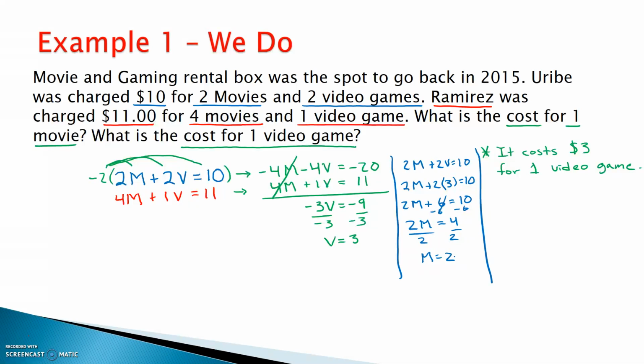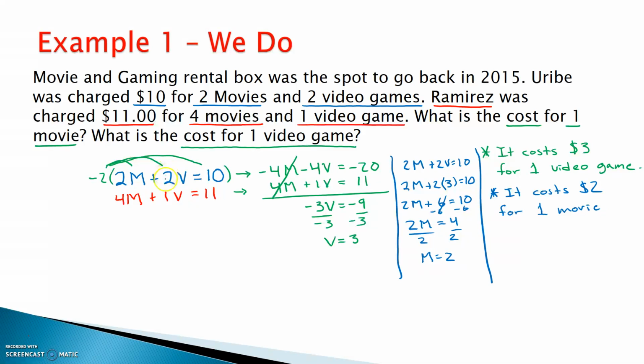What does that mean? What does m is equal to 2 actually stand for? Remember, the question was, what is the cost for one movie? And m, the variable, is representing movies. So again, let's write another little sentence here. It costs $2 for one movie. So again, guys, this is the big idea for today.